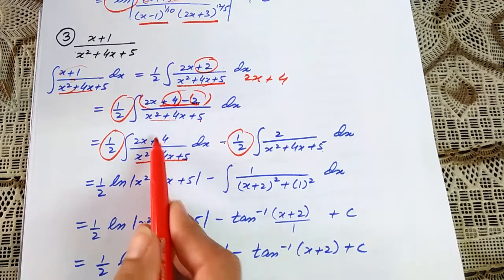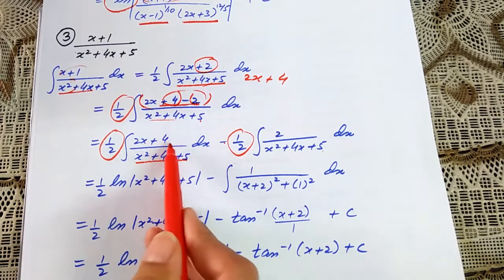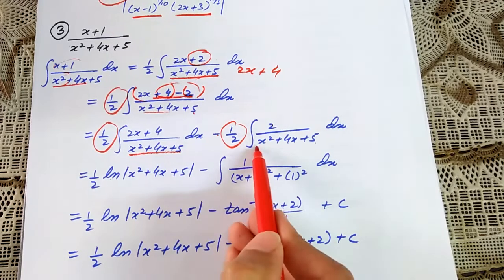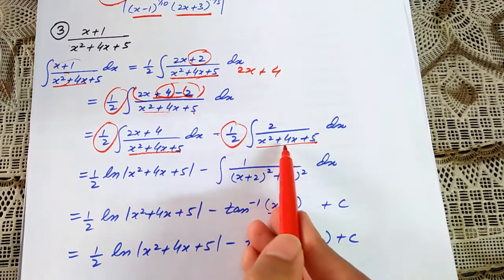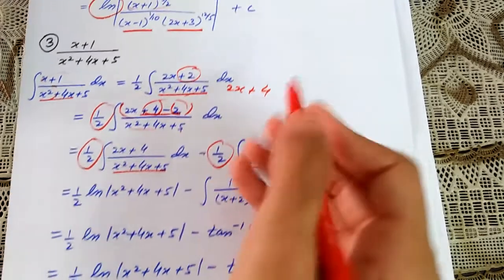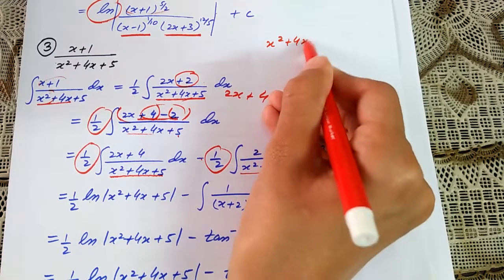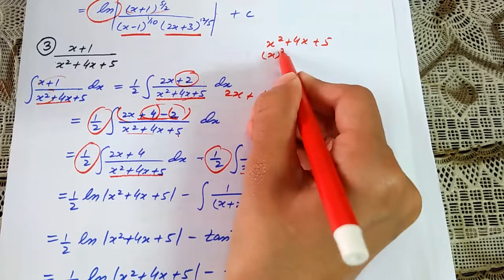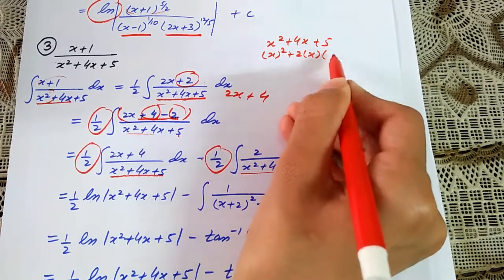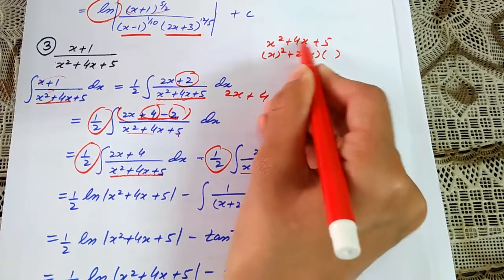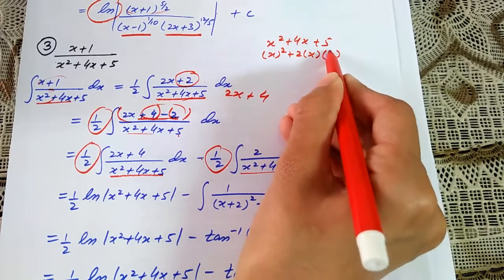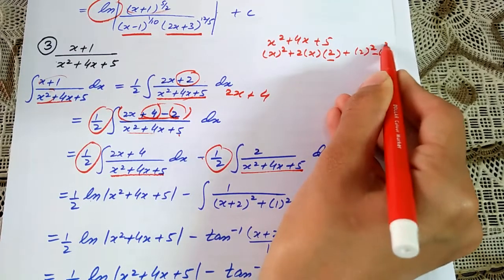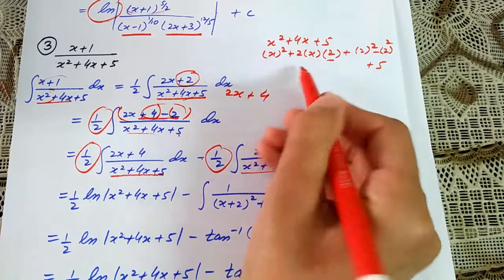Now this denominator has the derivative in its numerator, so it will be ln x square plus 4x plus 5. Now this other thing can be written by the completing square method like this. We know that x square plus 4x plus 5, if we complete its square, is x square plus 2 into x. Now I need something here to make it 4x. To make it 4x, I will write here 2. So I need here 2 whole square, so I will just subtract 2 whole square as well, and plus 5 as it is.